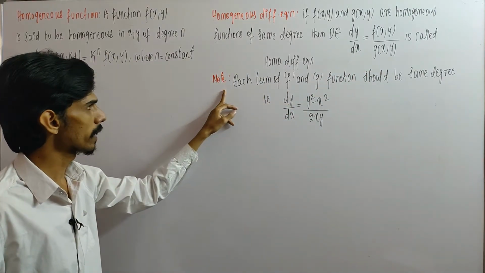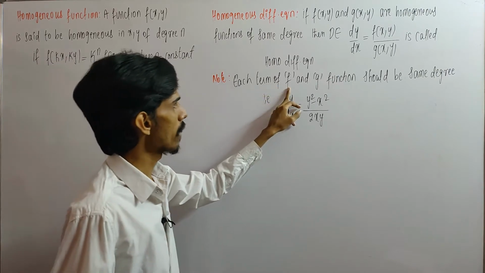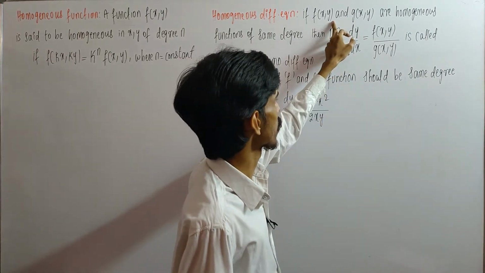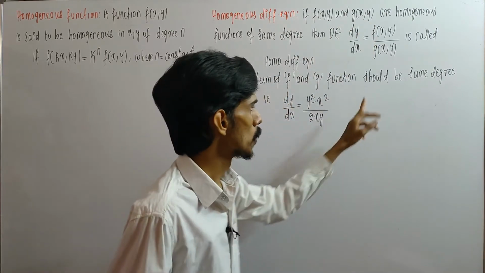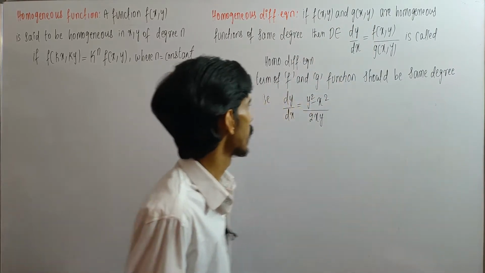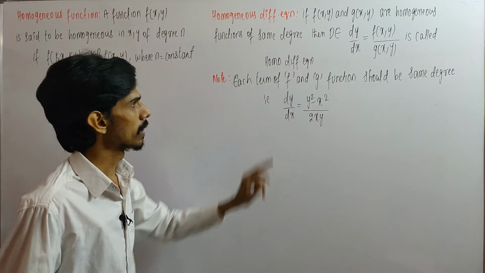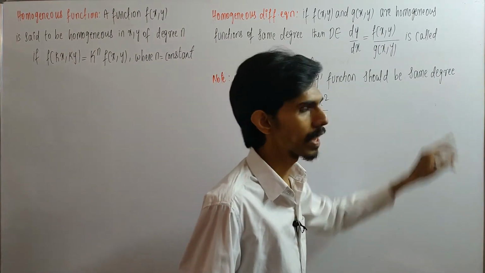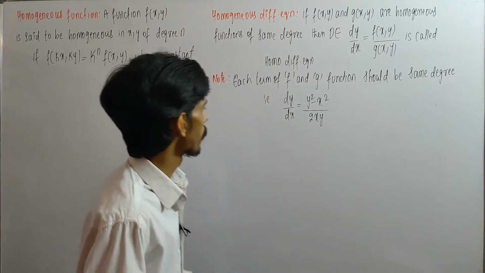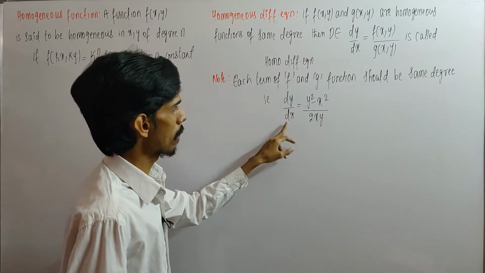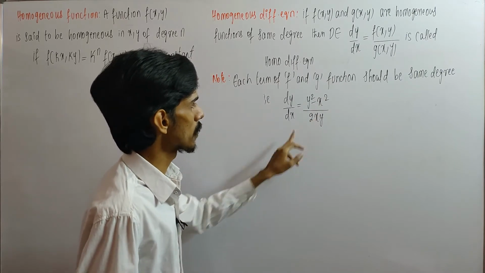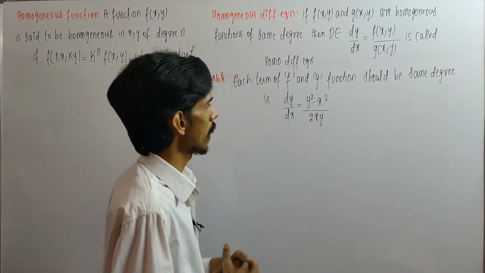And one of the important things is that each term of f and g, that is the f function and the g function, f of x comma y and g of x comma y, should be of the same degree. It means that each term of the f and g functions should be of the same degree. For example, dy by dx equal to y square minus x square by 2xy. This is an example of a homogeneous differential equation.